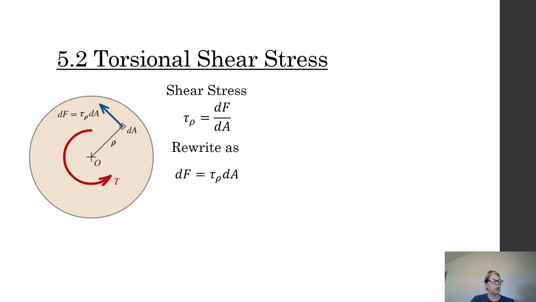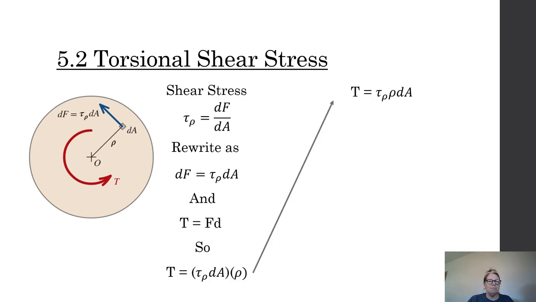Remember, this is somewhere along the radius. We don't quite know where it is. It's rho, a radial length. And I know that torque equals force times distance. So I can rewrite this equation: if I have a force here and my distance away is rho, then torque equals force times rho. My force up here is shear stress dA, and then the distance is my rho.